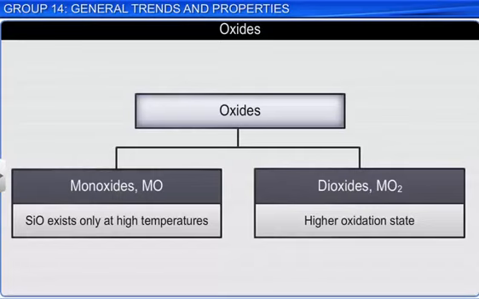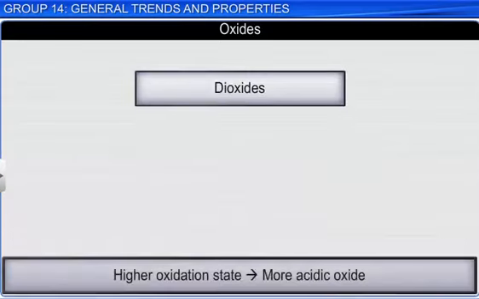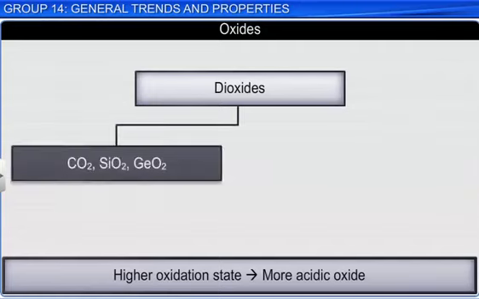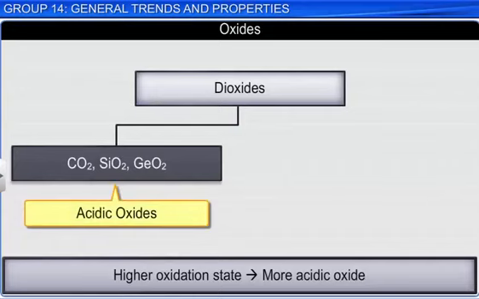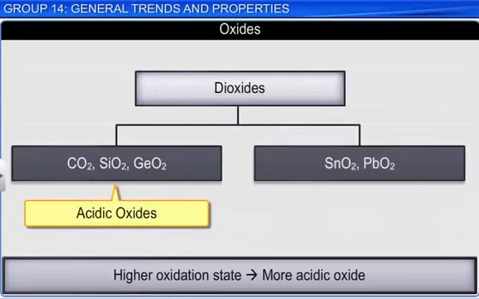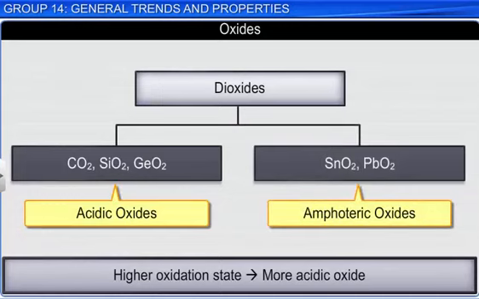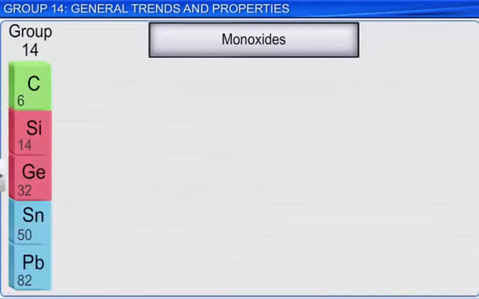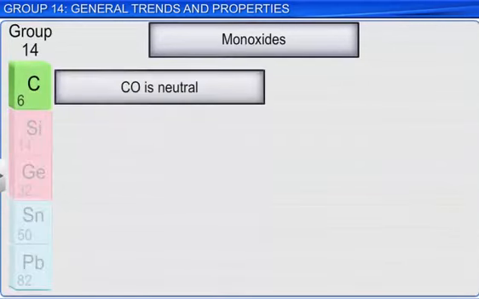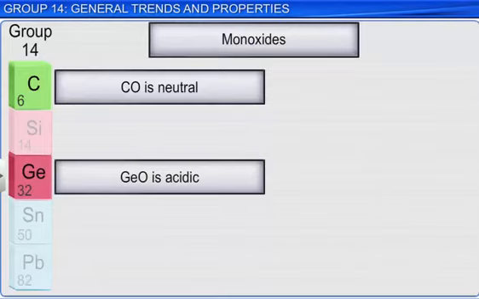In general, the higher the oxidation number of a group 14 element, the more acidic the resulting oxide will be. Thus, we observe that carbon dioxide, silicon dioxide, and germanium dioxide are all acidic oxides. The dioxides of tin and lead are amphoteric. For the monoxides, carbon monoxide is neutral, while germanium monoxide is acidic. Like the dioxides, the monoxides of tin and lead are amphoteric in nature.